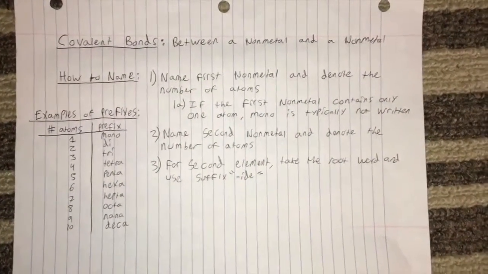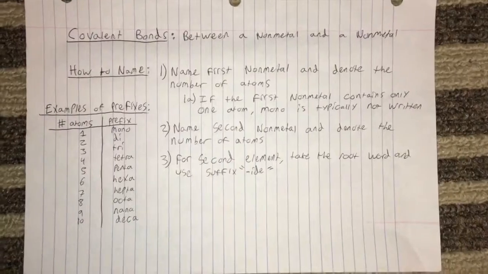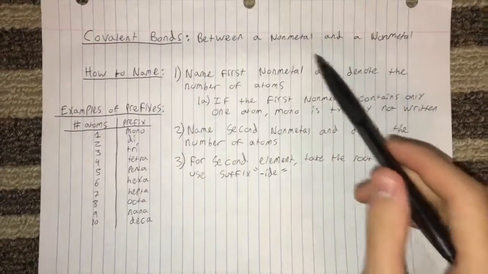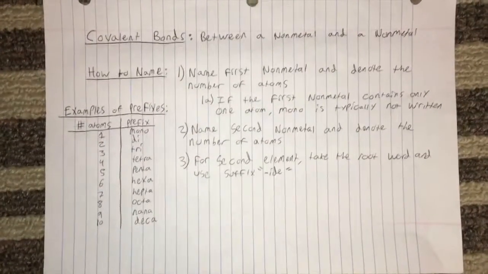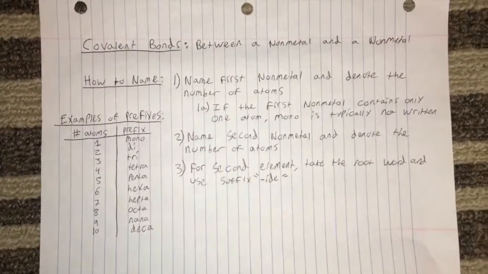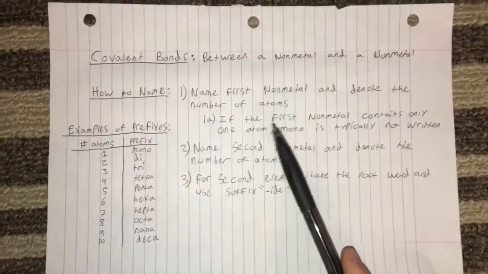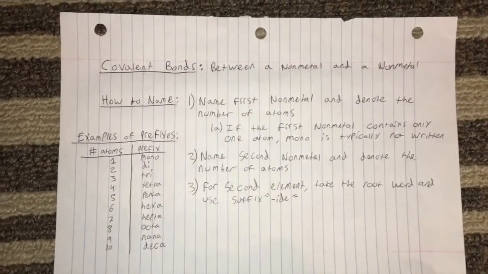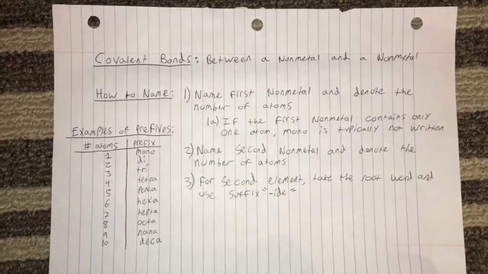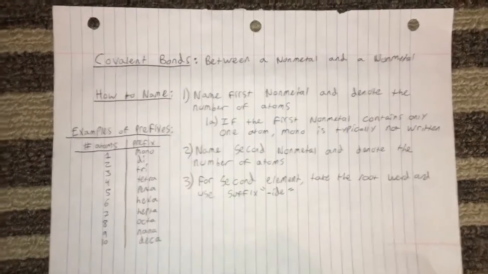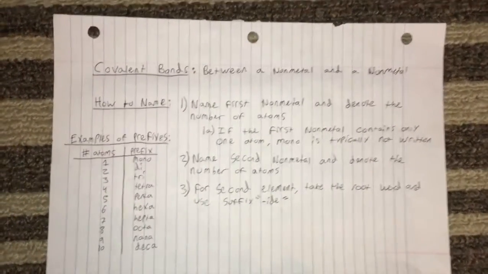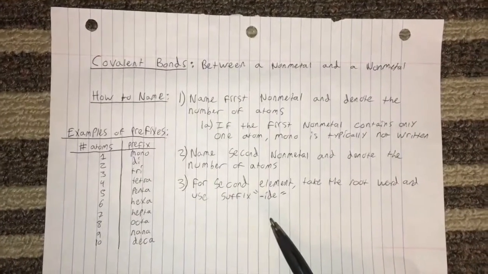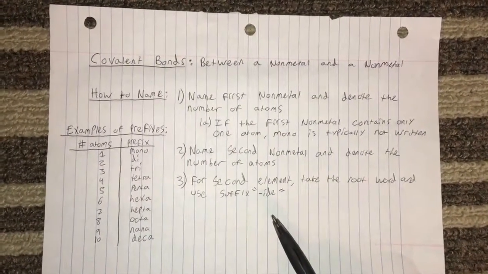Now that we understand how to name ionic bonds, let's learn how to name covalent bonds. Covalent bonds, we know, are made up between a nonmetal and a nonmetal. So how do we name covalent bonds? I'm glad you asked. To begin, we name the first element and denote its number of atoms. If the first nonmetal contains only 1 atom, we typically do not write mono. We then name the second element and denote its number of atoms. This is followed up by ending the element in the word "ide."